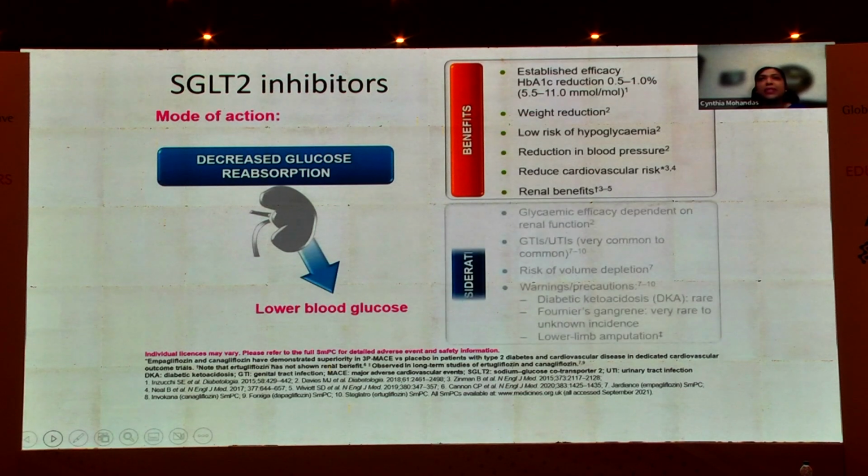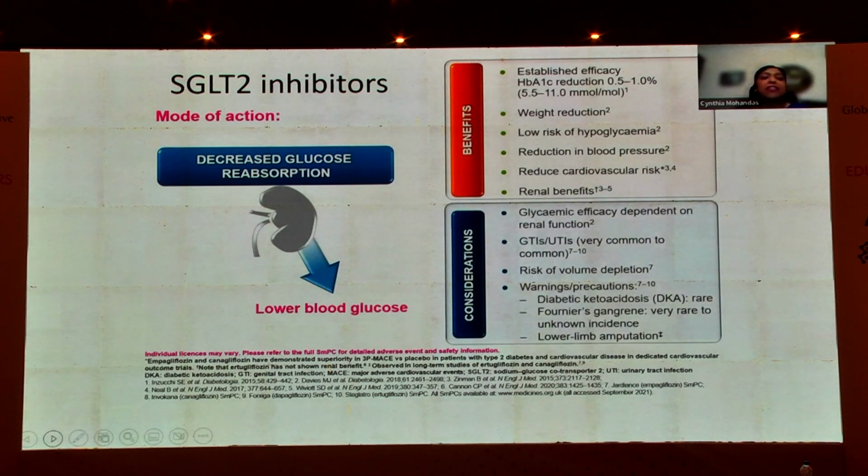I'm sure the other speakers are going to take you through the pathophysiology, so I will just focus on what is the topic. The mode of action decreases glucose reabsorption and lowers blood glucose. So the benefits, as the diabetologist I see, is establishing efficacy, which is HbA1c reduction of 0.5 to 1%, and in IFCC units, it is 5.5 to 11 millimole per mole. There's weight reduction, there's low risk of hypoglycemia compared to sulfonylureas, reduction in blood pressure, reduced cardiovascular risk, and renal benefits.